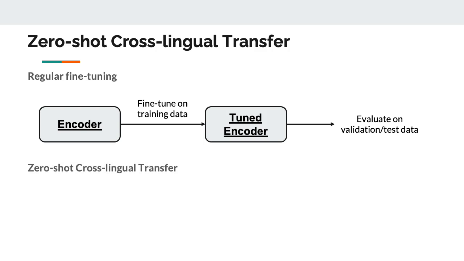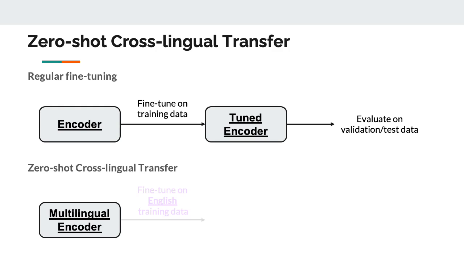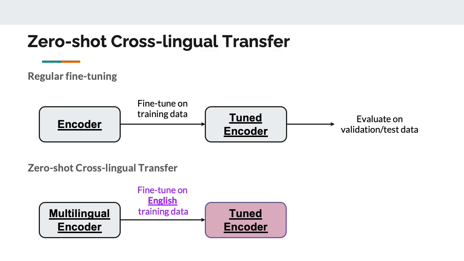Zero-shot cross-lingual transfer is similar. In this case, we start with a multilingual encoder. That's an encoder that's been pre-trained on text from many different languages, for instance, MBERT or XLM. We fine-tune this encoder on training data for a given task in one language, for instance English, to obtain the tuned encoder weights, and then we evaluate that encoder on test data but in a different language, for instance Chinese. So if you think about it, the encoder has been exposed to data from many different languages but has never seen task data in Chinese, so it's zero-shot with reference to it.